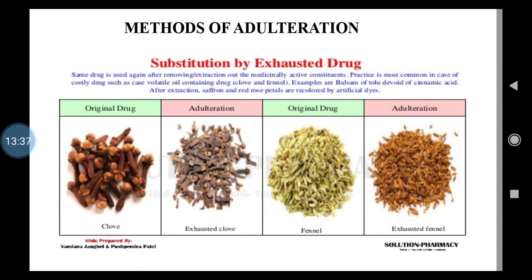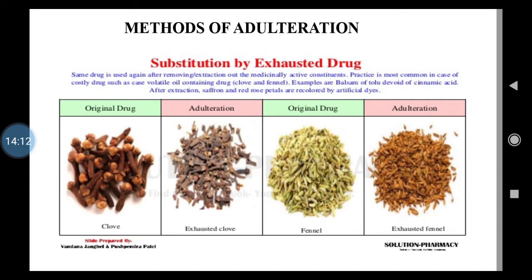These drugs are exhausted of their active constituents. So in clove, eugenol, the volatile oil, is totally removed from the drug, and this exhausted variety is reused with the genuine drugs after proper treatment. So in adulteration you will find exhausted clove mixed with whatever the original drug is.